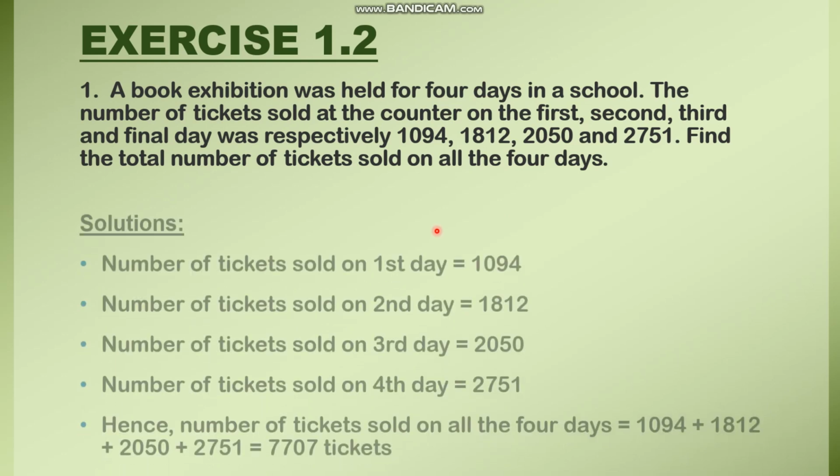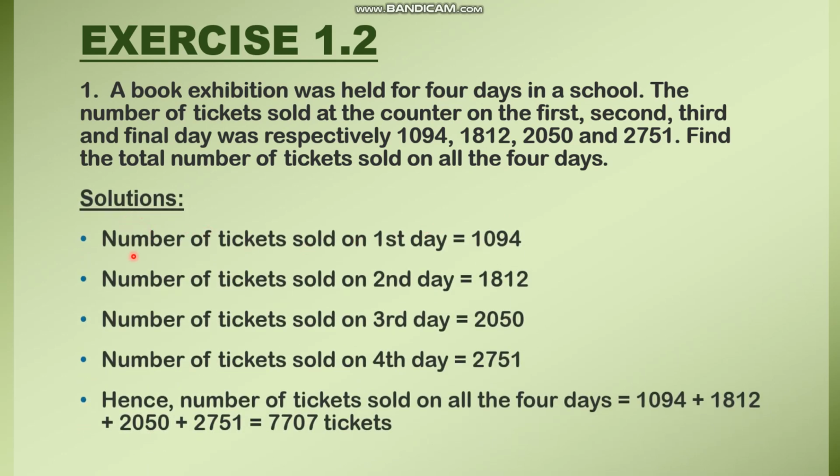So look, first you can write the first step as number of tickets sold on first day, that is 1094. Then number of tickets sold on second day. What is that? That is 1812. Then number of tickets sold on third day, that is 2050. Number of tickets sold on fourth day equal to 2751. Now we have to find out the total number of tickets sold on all these 4 days, isn't it?